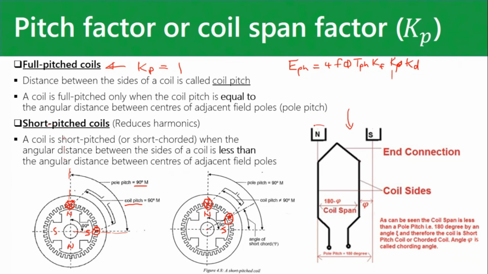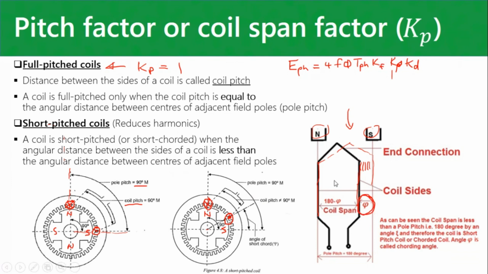There are the poles, north and south. The one side we put under the north pole. If it was full pitched, it would do that, hey? But now we've short pitched it by a few slots. So there could be a few slots here. So now we put this side of the coil in. We short pitched it. We've reduced that angle. All right. So we've reduced it by this chording angle. So we do it to reduce harmonics.